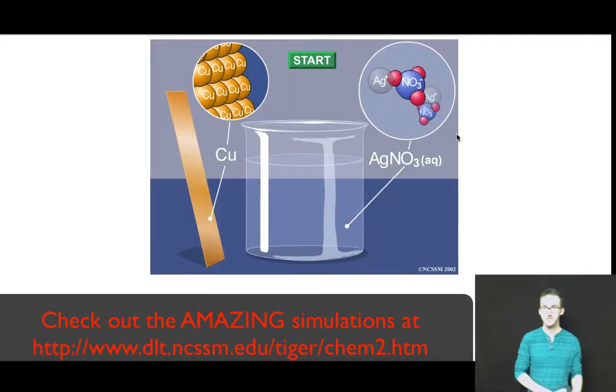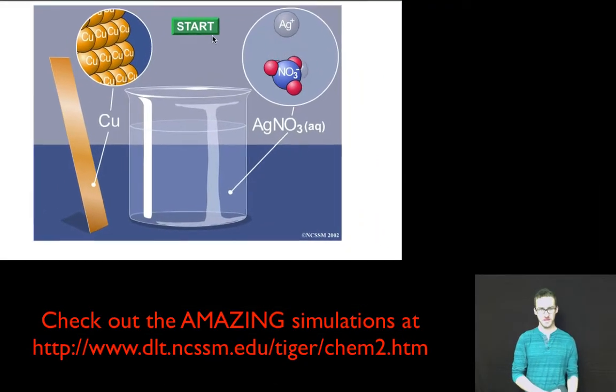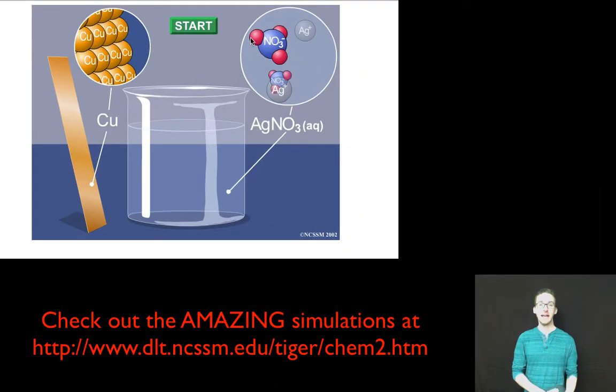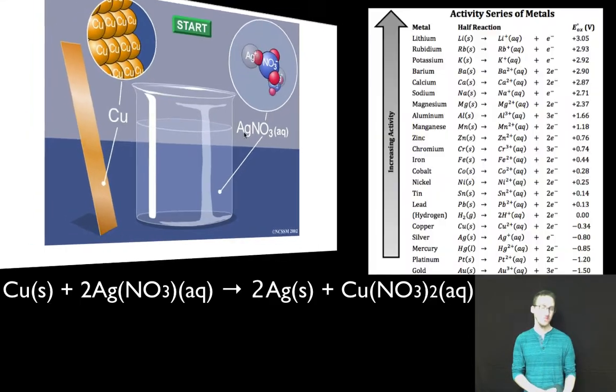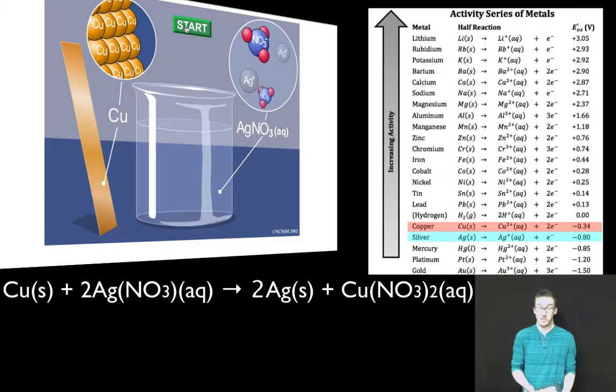All right, let's take a look at a thriller of a simulation to help you better understand this idea of an activity series and how you can use it to help identify whether or not a single replacement reaction is going to occur. We're going to start with some solid copper and a solution of silver nitrate. Look at your activity series and compare where copper falls on the list compared to silver. Is a reaction going to occur? Is copper more likely to lose its electrons? Is copper more likely to be oxidized than silver?